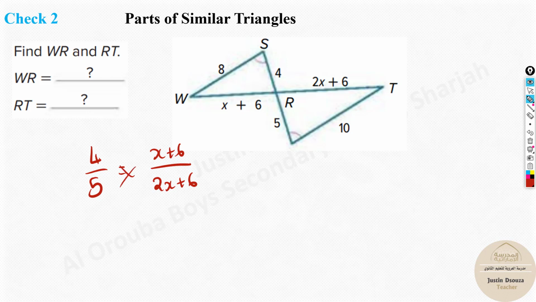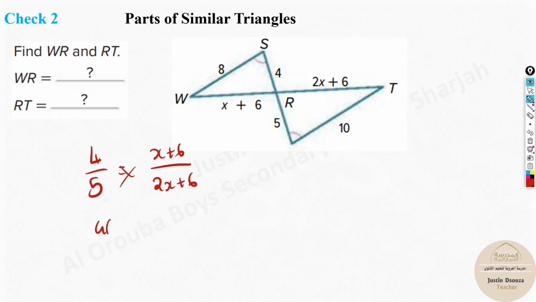Now you just cross multiply and solve. Why? Because this side will be proportional to the other opposite similar triangle side, and this side is proportional to this side. So I've written first 4 divided by 5. This triangle's value will be written over here. The side will be written first above, in the numerator. If I use this, then only this triangle will be in the numerator. So that's why it's x plus 6 and here it's 2x plus 6.